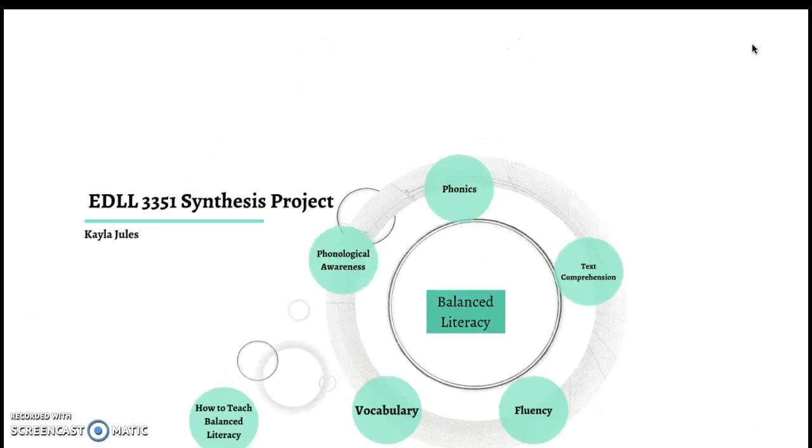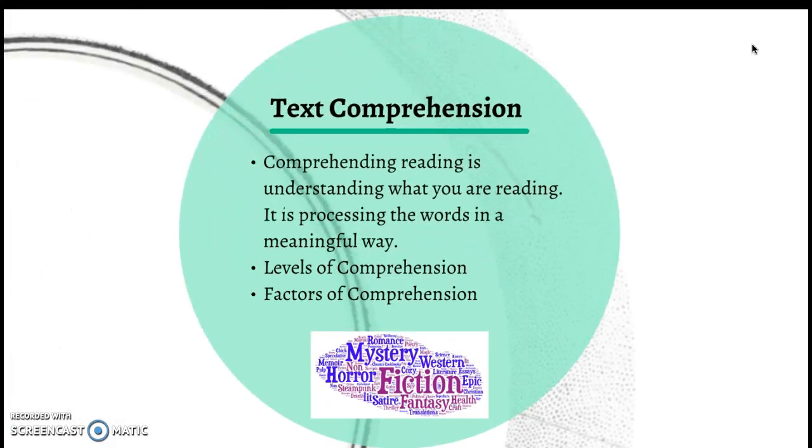The third of the big 5 is text comprehension, which falls under comprehension. Comprehending reading is understanding what you are reading. It is processing the words in a meaningful way. There are 3 levels of comprehension: literal, interpretive, and evaluative. There are also factors that influence comprehension. There are reader factors, where the student's prior knowledge, connections to their own experience, vocabulary, fluency, strategies and skills, and motivation and engagement. There are also text factors such as genres, text structures, and text or access features.